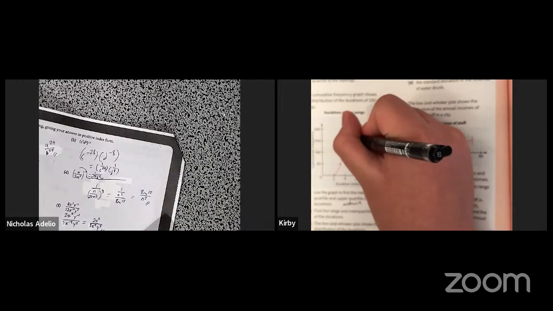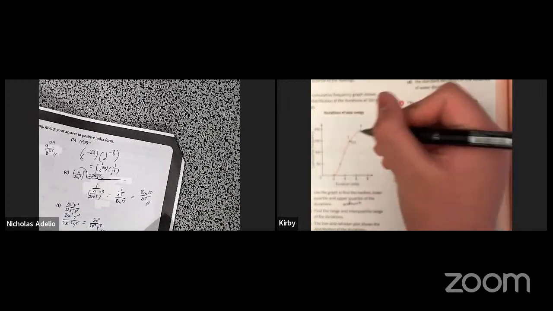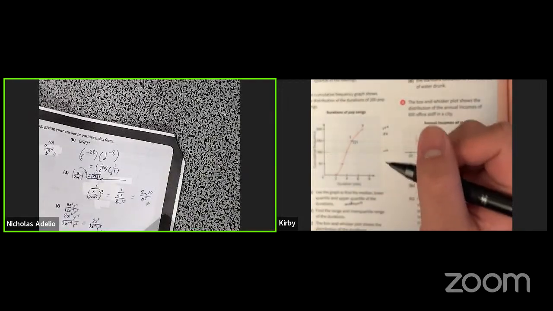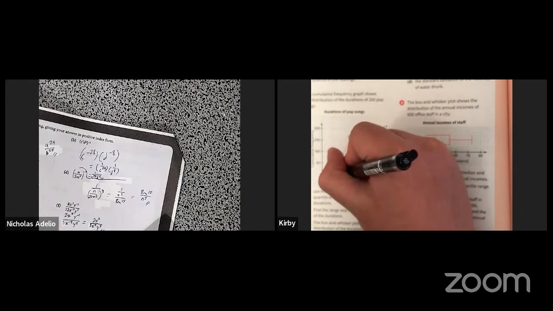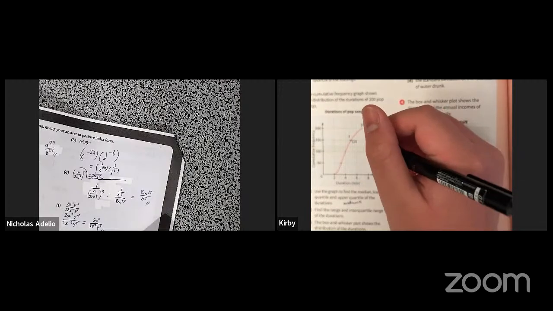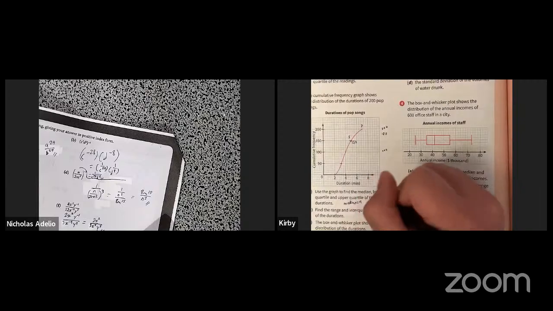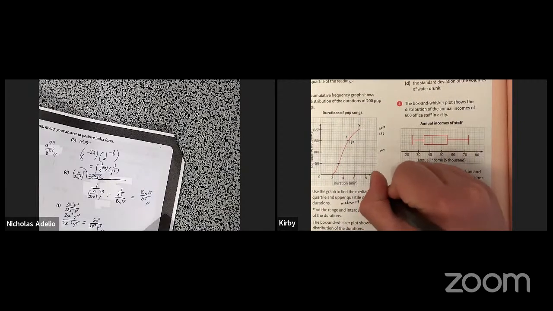Okay, Nicholas, are you done with C? Yeah, I don't know if I'm correct. Do you have the answer key? If not, let's just do D. Let's just do it your way.